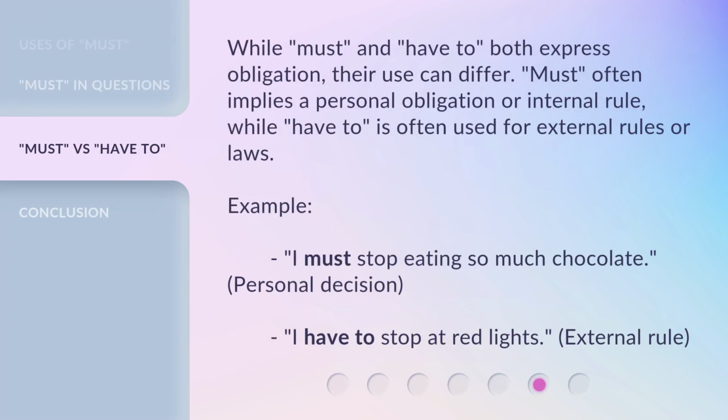While must and have to both express obligation, their use can differ. Must often implies a personal obligation or internal rule, while have to is often used for external rules or laws. Example: I must stop eating so much chocolate. Personal decision. I have to stop at red lights. External rule.